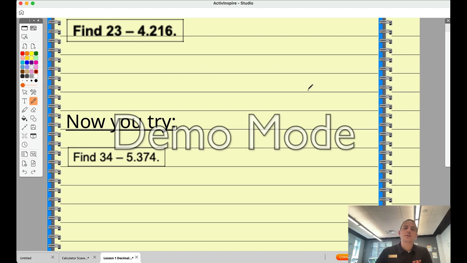And we start working these. So we set it up. Our decimal place is hidden on a problem like this. It's actually right at the very end. So we have 23, and then we have 4 and 216 thousandths. So this is what we were talking about at the very beginning. We have to fill in our empty spaces with zeros. 1, 2, 3. So this is going to require our regrouping.